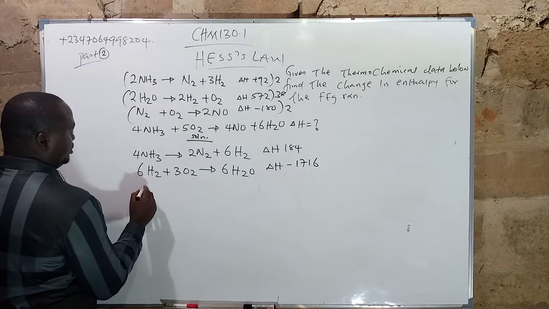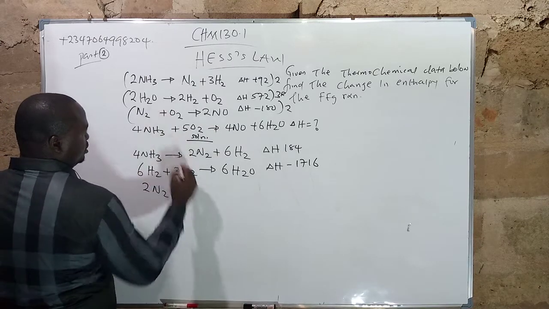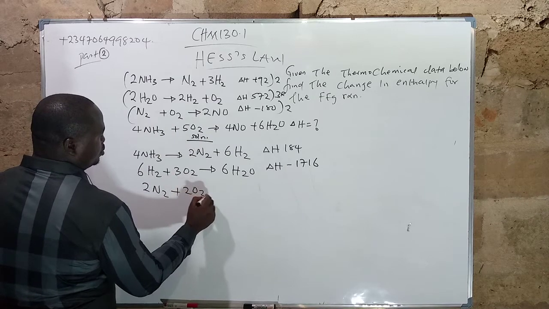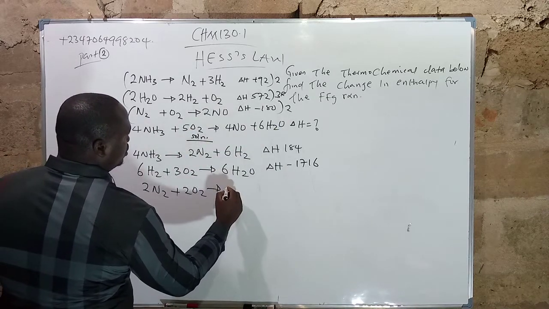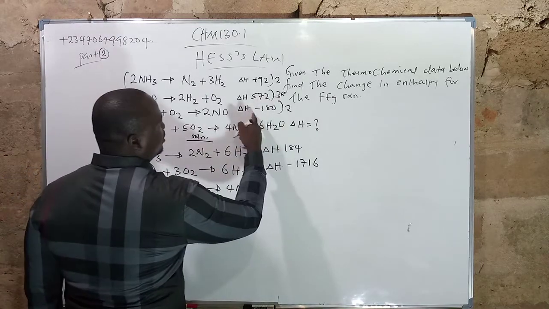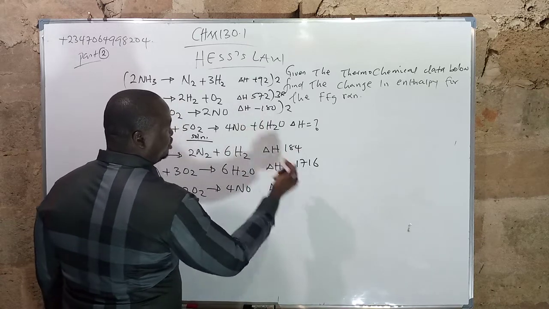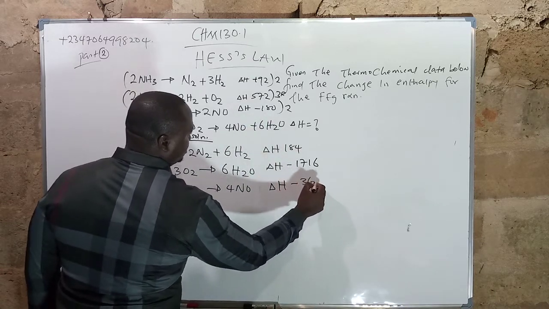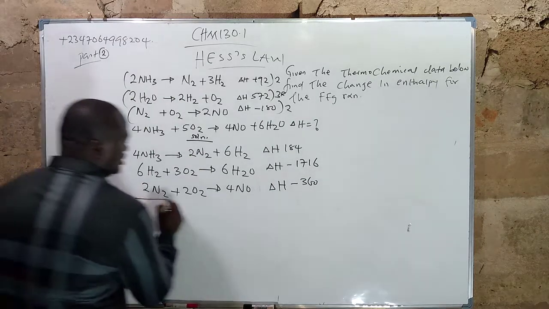So here will now be 2N2 plus 2O2. Then here will now give you 4NO, nitrogen oxide. And of course, your delta H, the sign will not change. It remains the same. So minus 360. Right? Good. Now, the next thing we have to do is we have to add all these.